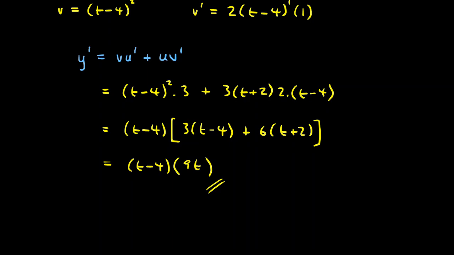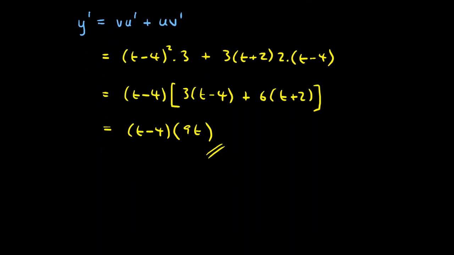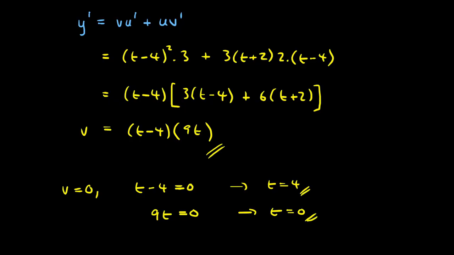Okay, now the question was to find when the velocity is equal to 0. So this is our velocity. So when is velocity equal to 0? Velocity is equal to 0 when either t minus 4 is equal to 0 or 9t is equal to 0. And of course, that gives us solutions t is equal to 4 or t is equal to 0. So that's when our velocity is equal to 0.